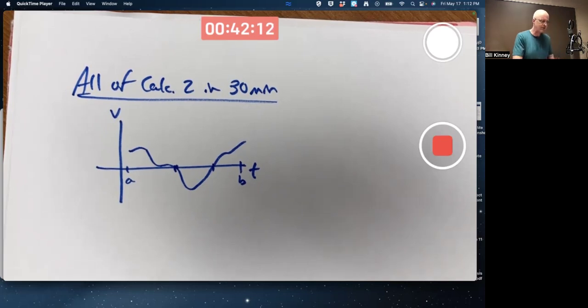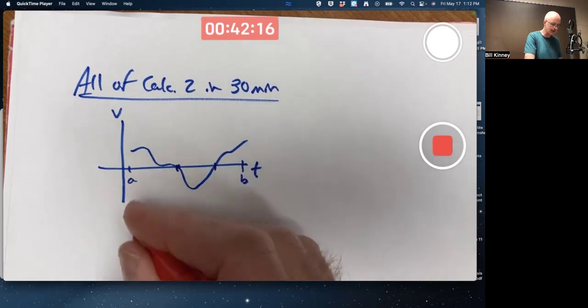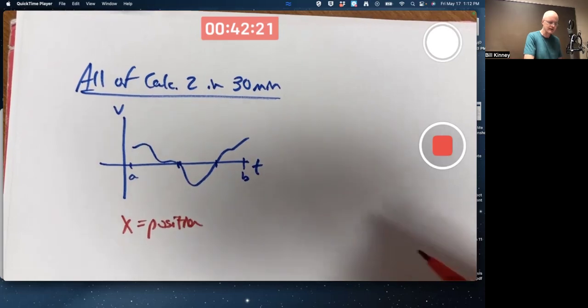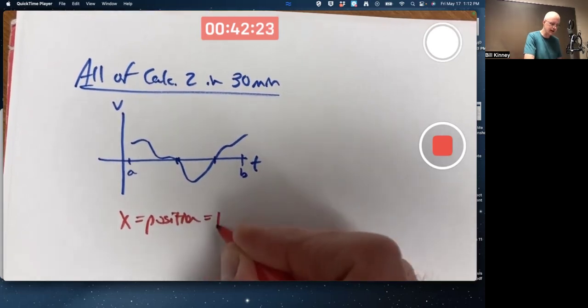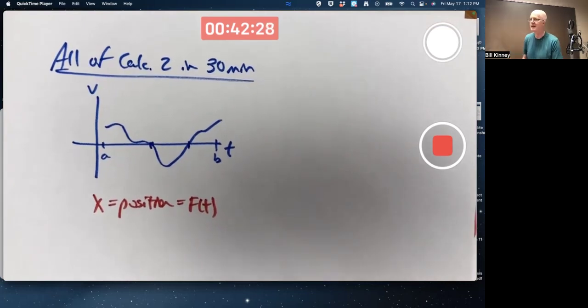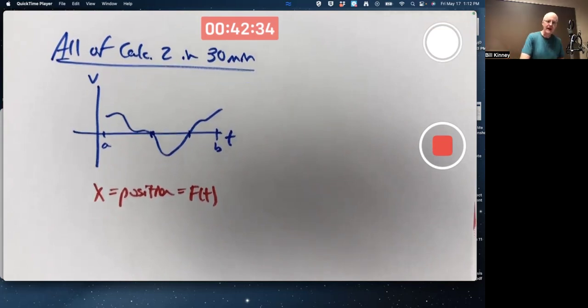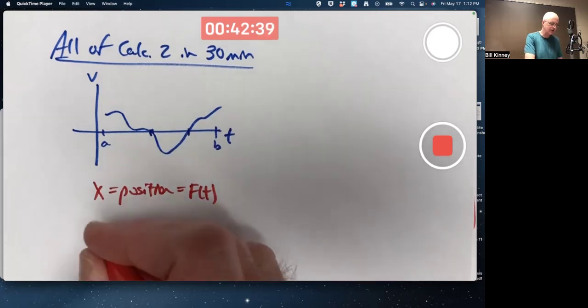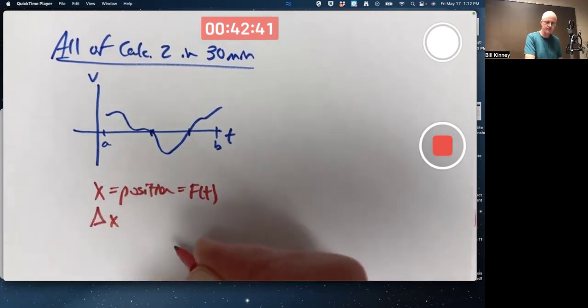Since I'm thinking of it as back and forth motion, maybe I want to denote the position by the letter x instead of y. The position is a function of time, say, call it capital F of t, hint, hint, hint, it will be an antiderivative of the velocity. And the basic principle about integrals in this context is that to find the change in position, you integrate the rate of change of the position, you integrate the velocity.